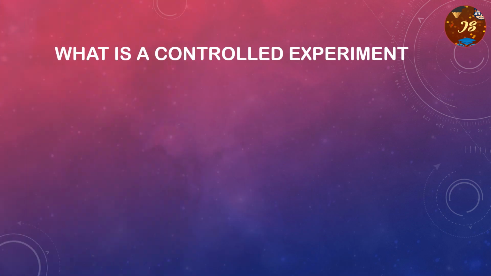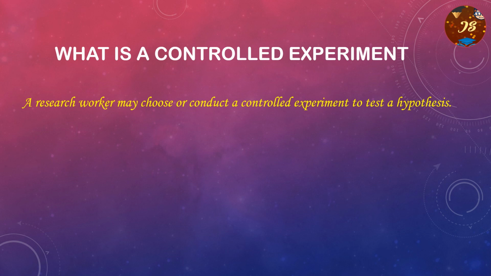So, what is a controlled experiment? A research worker may choose or conduct a controlled experiment to test a hypothesis. We all know what a hypothesis is. If a research worker is going to work on a particular topic, like whether a certain application of a drug has any effect on the heart rate of a particular person, the research worker can apply the drug on a particular person to see the difference in the heart rate.